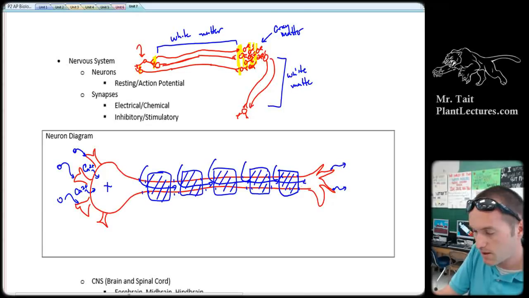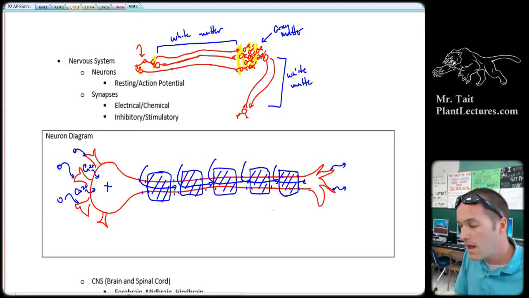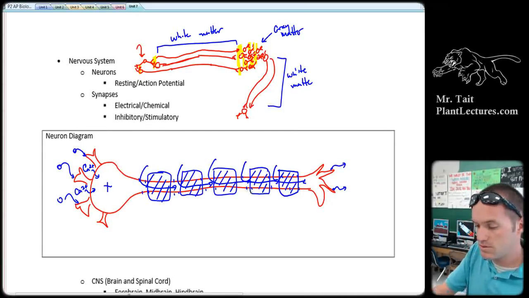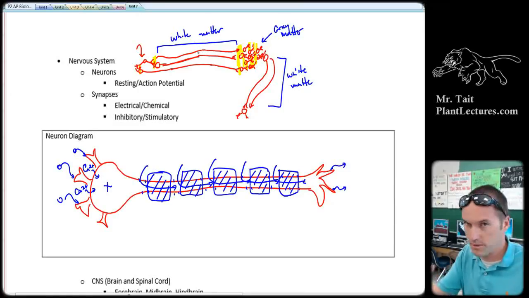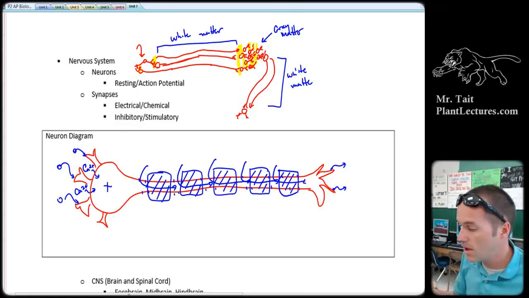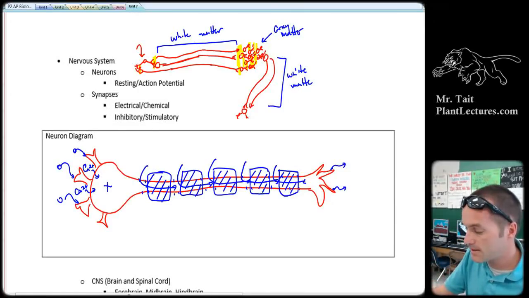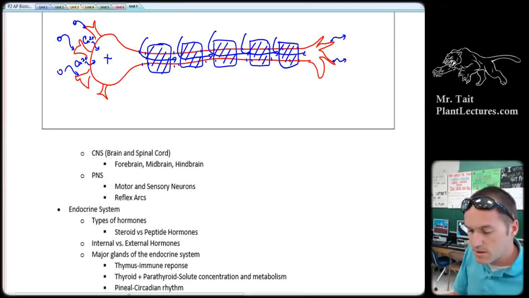These areas where it can get in are called nodes of Ranvier, and that's going to allow it to move faster down very long axons like you would find in white matter, where you have a long distance to travel in the nervous system.